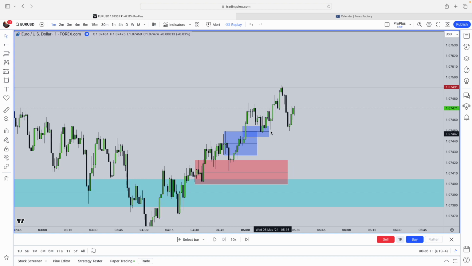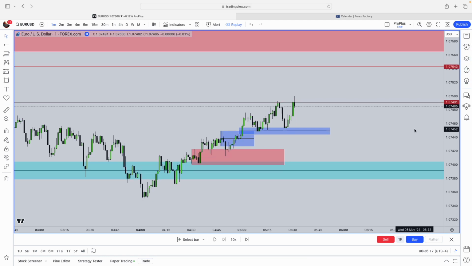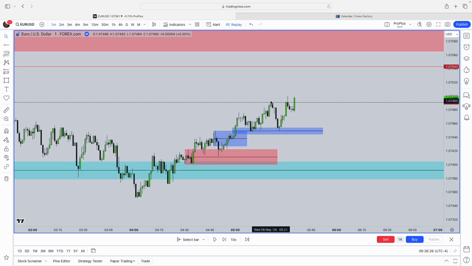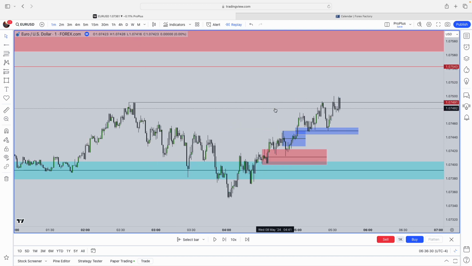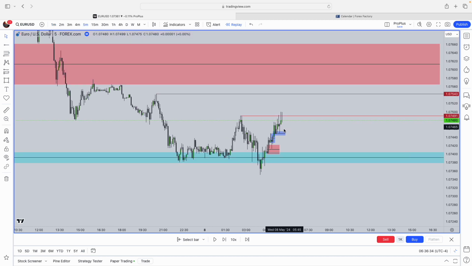So price does run back into here, takes out a little bit of sell side here. You may have been stopped out depending on if you moved your stops or not. If you did move your stops to break even, depending on the spread, you may have been taken out. Price takes out another high, so I would definitely have moved stops again. And yeah, so that was the trade. That had been a potential trade setup.